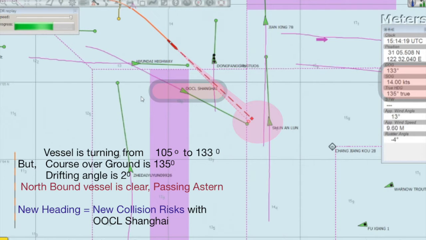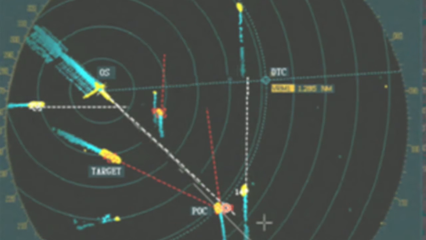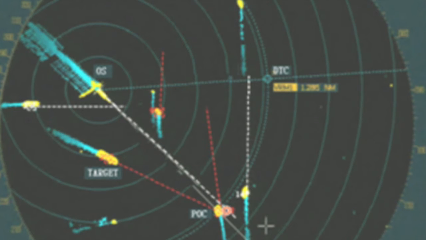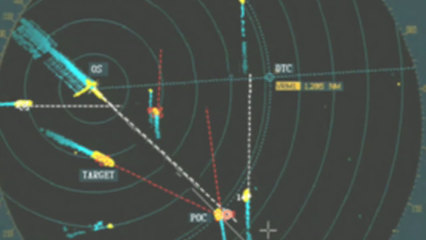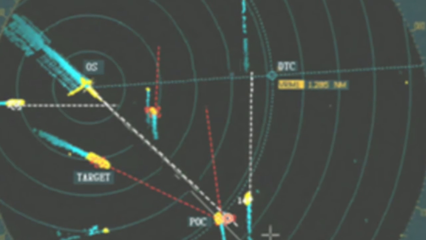Okay, as we see in the picture, our ship's collision stick is kissed with the Oriental Shanghai. This vessel is heading 115 degrees and our heading is 135 degrees. So if we have the same heading as this vessel, even if the distance is very, very close, we are still safe because we are parallel to each other, just like railway rails, parallel to each other.